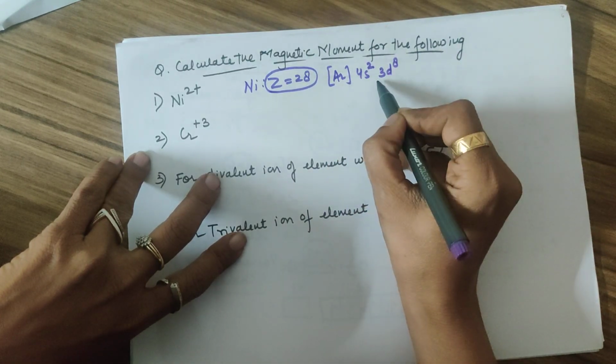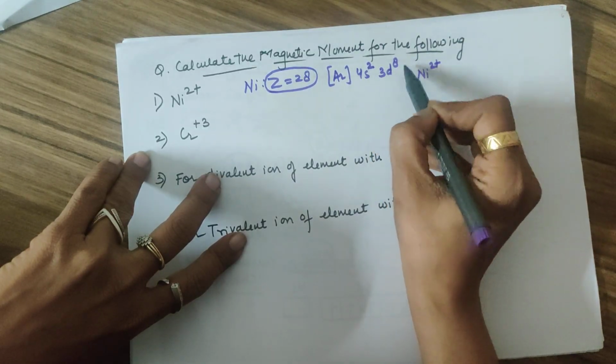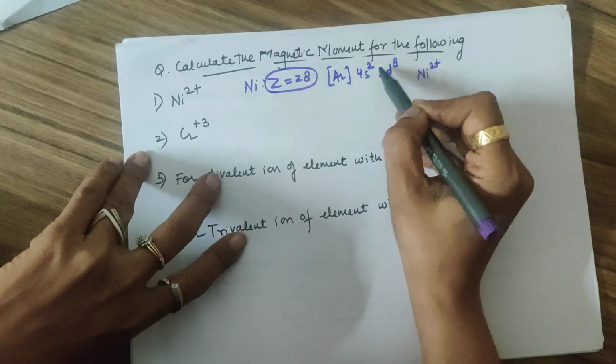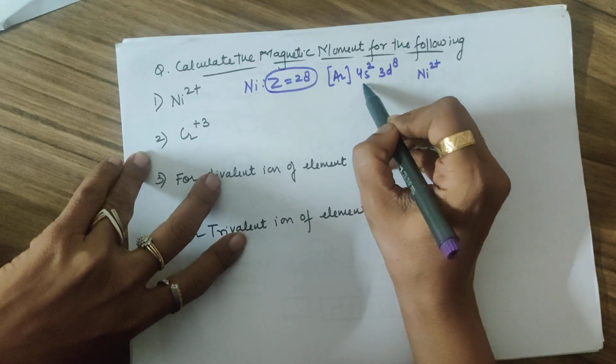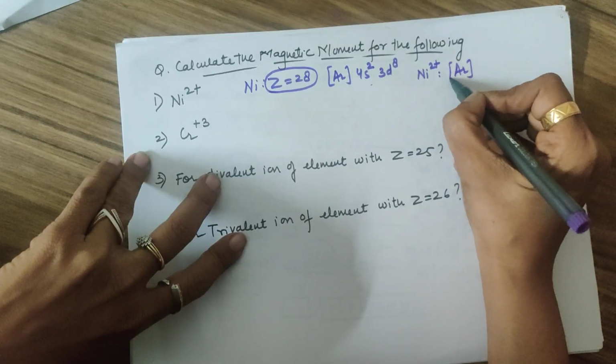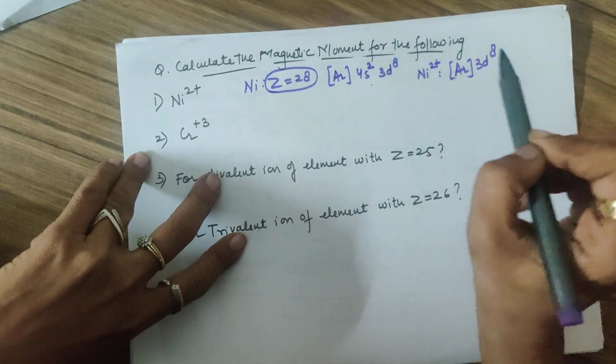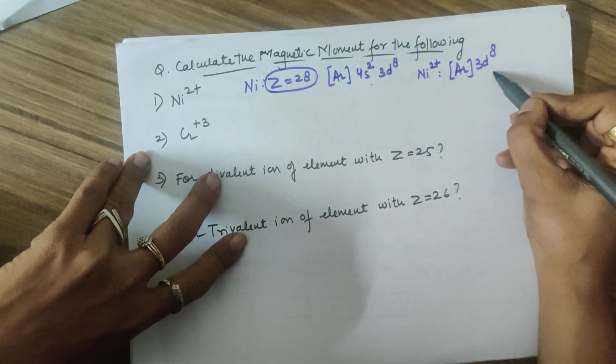Now after this you need to remove 2 electrons. So if you have to remove 2 electrons, you will not remove from here, because this is not the outermost shell. The electron removal is going to be from 4s. So your electronic configuration in that case becomes argon with 3d8. Now let's talk about the magnetic moment. For the magnetic moment, you need to know how many unpaired electrons.